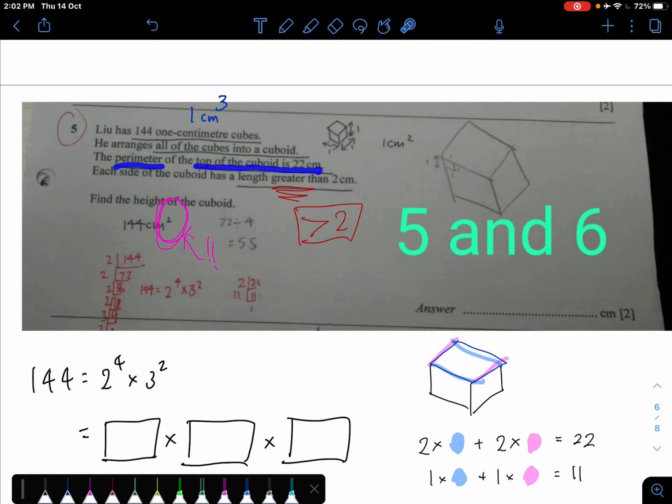Oh, so they tell you that he arranged all of the cubes into a cuboid. The perimeter of the top of the cuboid is 22 cm, and each of the lengths has to be greater than 2 cm. So you want to find the height of the cuboid. So let me show you my first approach, which is wrong.